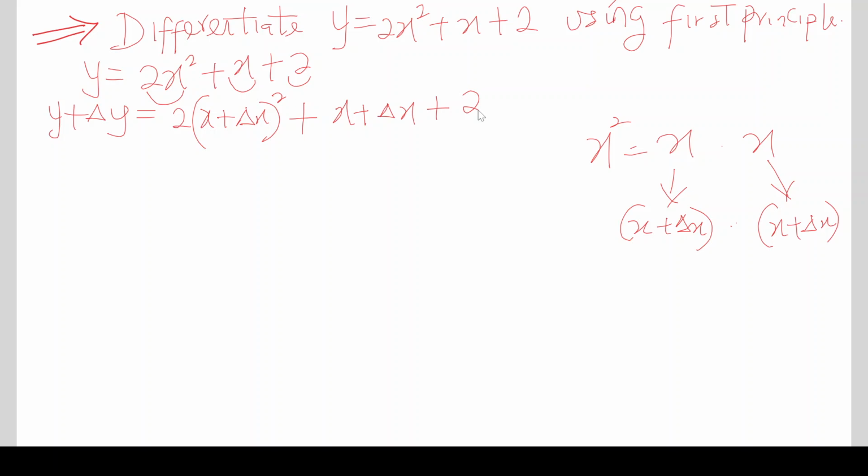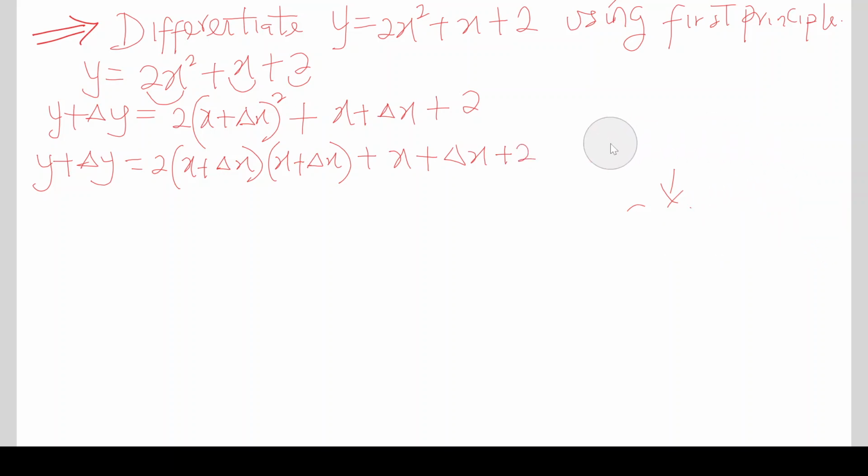The next thing we need to do is expand the square. So we have y plus delta y equals 2 into bracket x plus delta x multiplied by x plus delta x again, because that's the square, then plus x plus delta x, then plus 2. We are writing everything one after the other, like that.